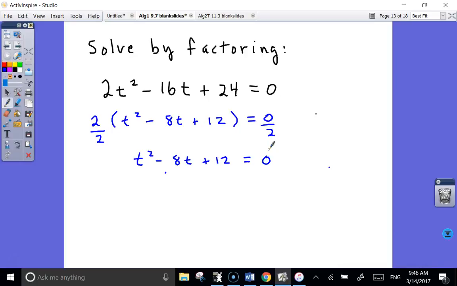Okay, now that's something we should be able to factor. This is the simple quadratic trinomial because it's got a 1 there. What are the factors of 12 that add up to negative 8?